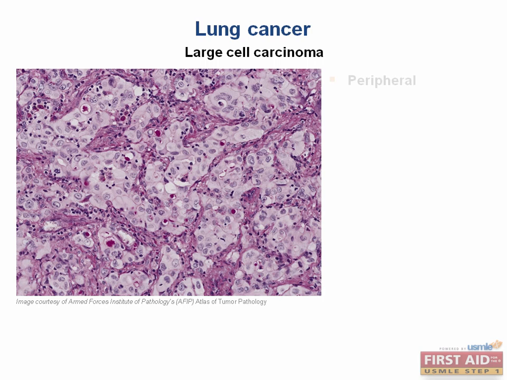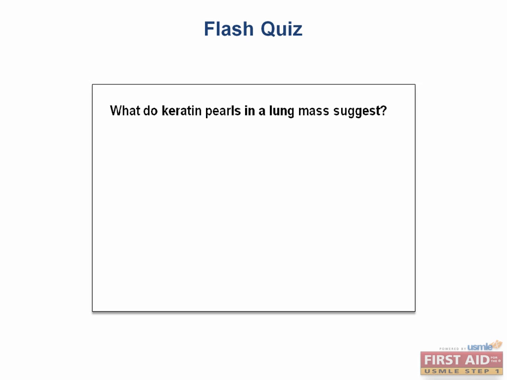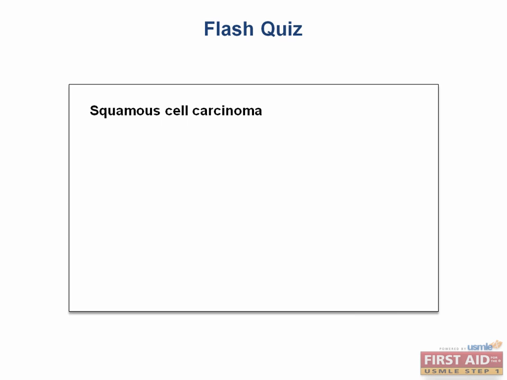Large cell carcinoma tends to be peripherally located. This type of lung cancer also has a very poor prognosis compared with the other non-small cell lung cancers. It's not really responsive to chemotherapy, and resection works only about half the time. On histology, note the large, undifferentiated cells called pleomorphic giant cells, thus leading to the name large cell carcinoma. Flash quiz. What do keratin pearls in a lung mass suggest? Squamous cell carcinoma.